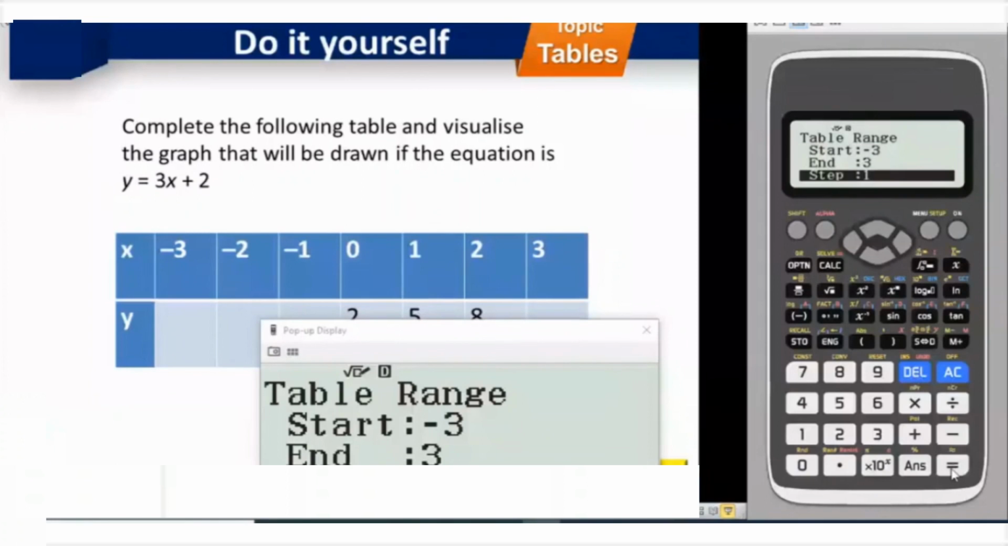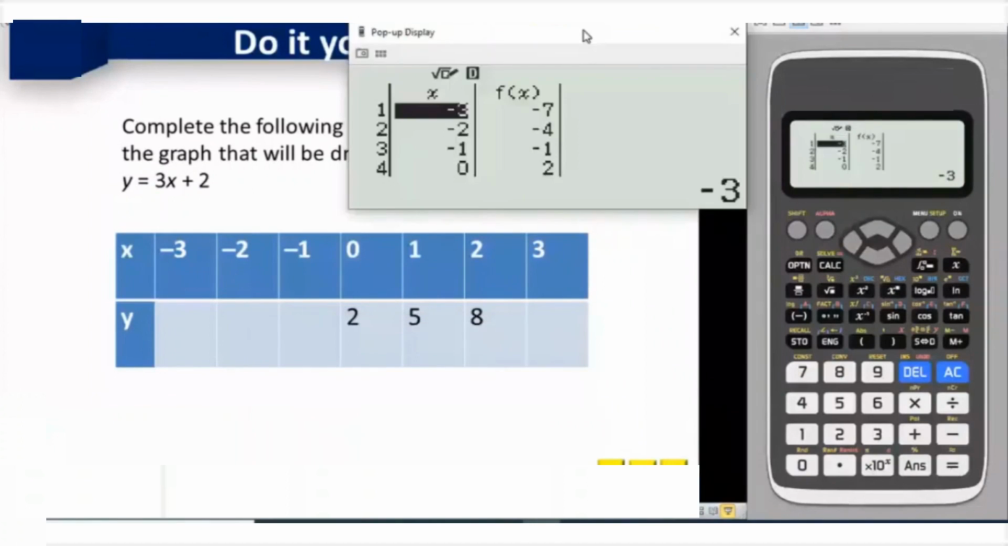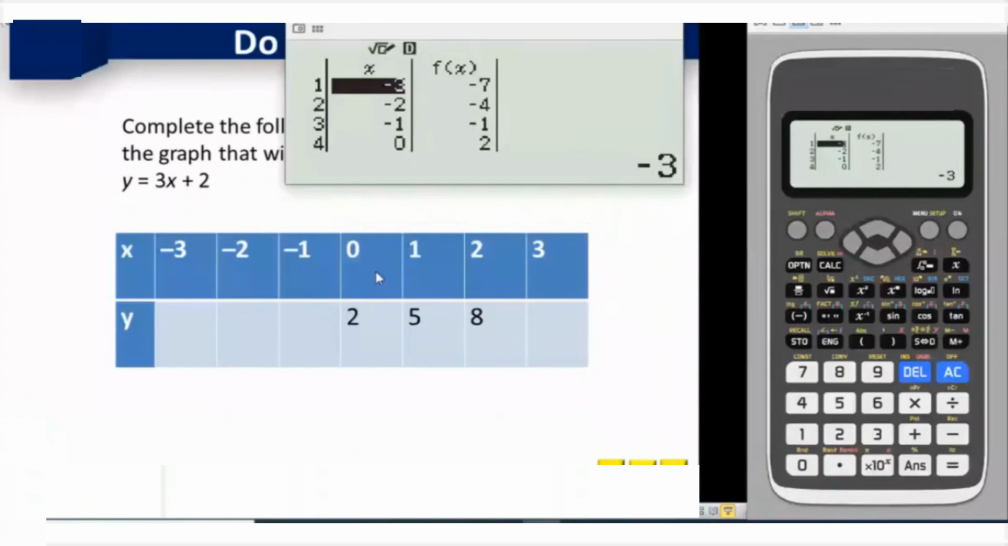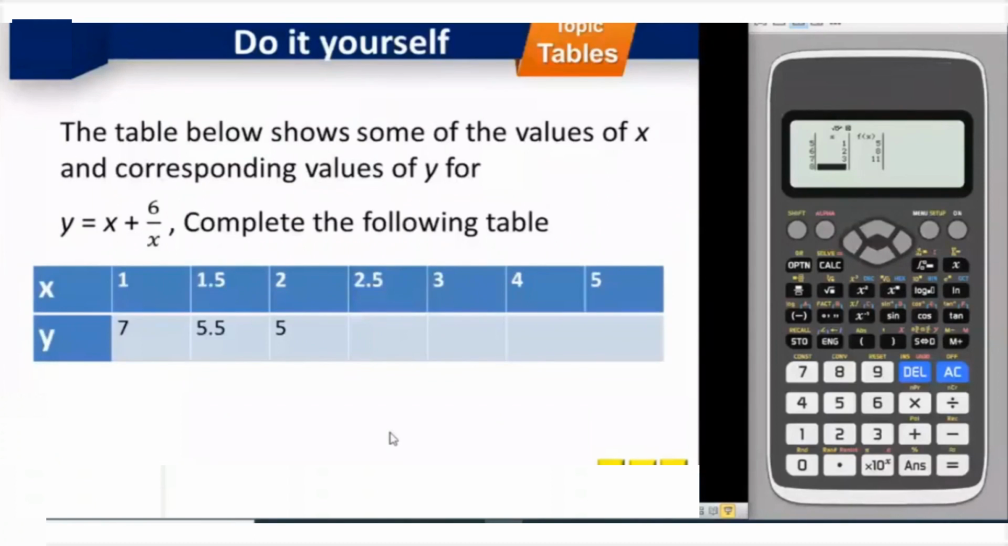Now I am in a position to complete the table. So minus 3 is minus 7. Minus 2 is minus 4. Minus 1 is minus 1. 0 is 2, which is already given. 1 is 5, which is already given. 2 is 8, which is already given. 3 is 11. Now you have to do this yourself. Let's see how many of you manage to do this.